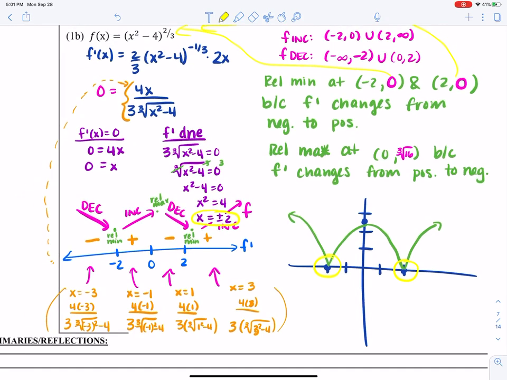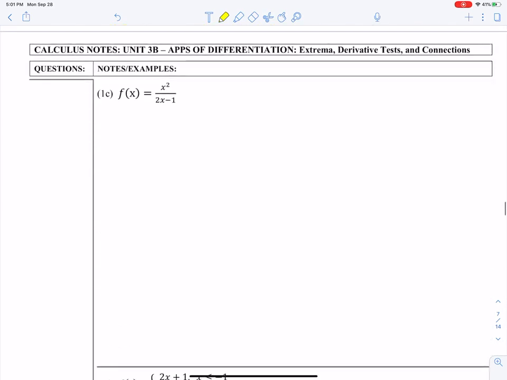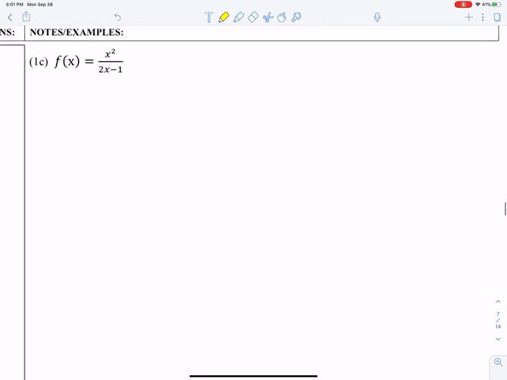I want us to go through at least one more of these, and while I don't have time to necessarily do both, I thought we would at least do one of them. So I went ahead and chose to do this one, 1C, and if you want to do 1D a little bit later on your own, you can. I'm just not going to in the interest of time, okay?